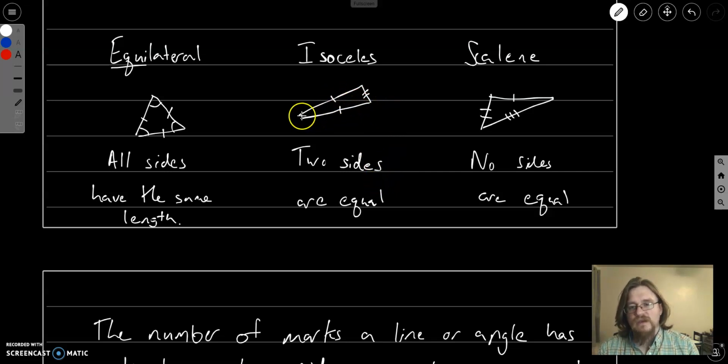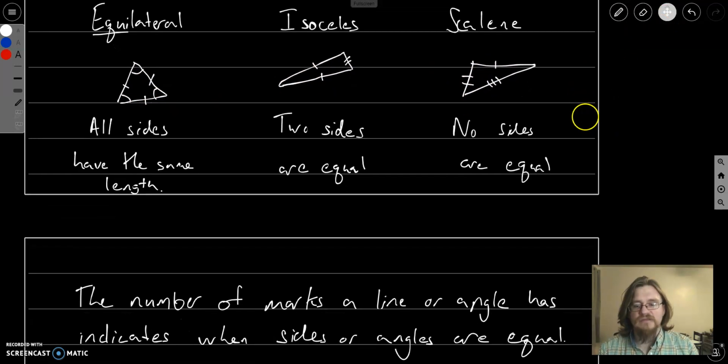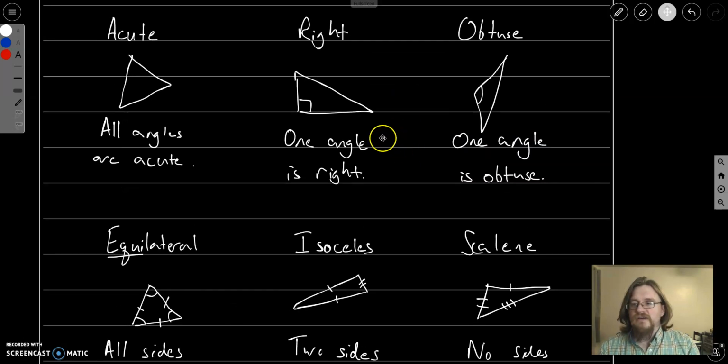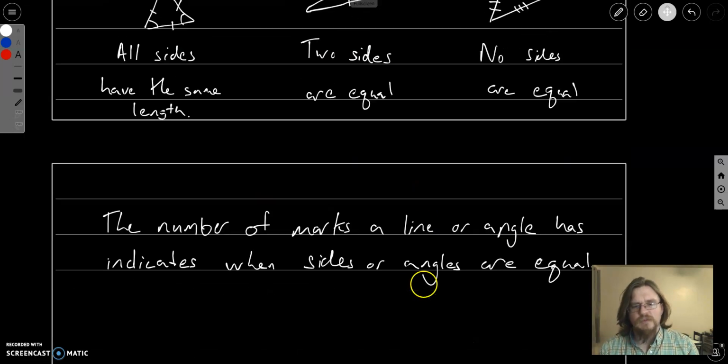So again, I'll use marks to say when side lengths or angles are equal. So for instance, over here, each side has one mark, so they're all equal. Here, these two sides have one mark, and this one has two marks. So an isosceles. This last one is a scalene, when this would be one side, two sides, three sides. They're all different from one another, so I'll use different numbers of marks. So acute, right, obtuse, equilateral, isosceles, and scalene. Just some terminology to help us.